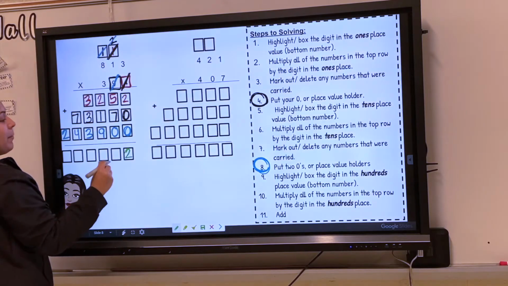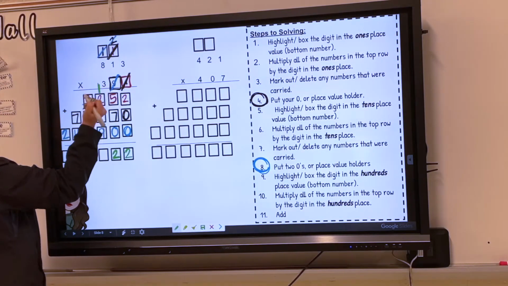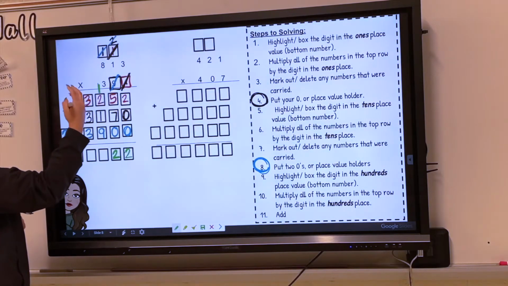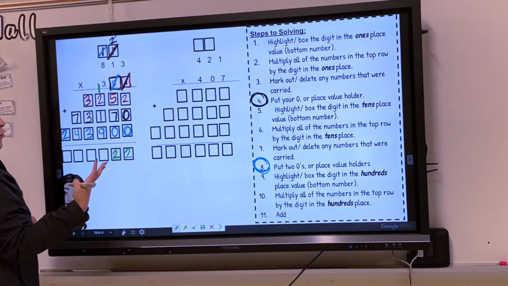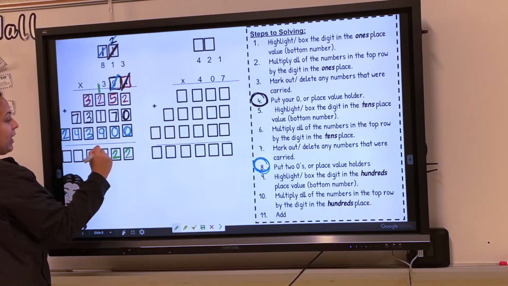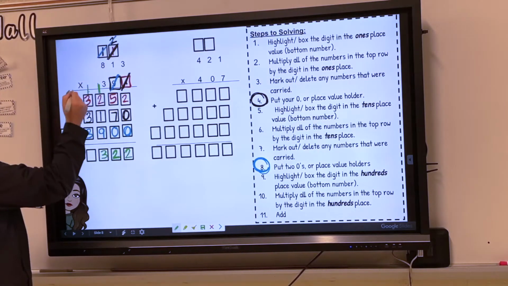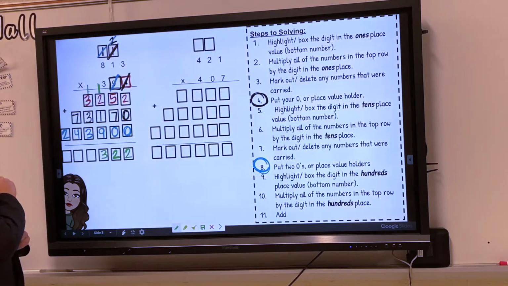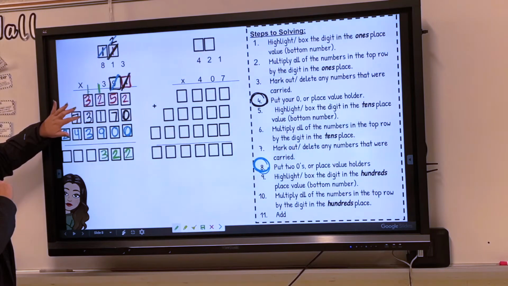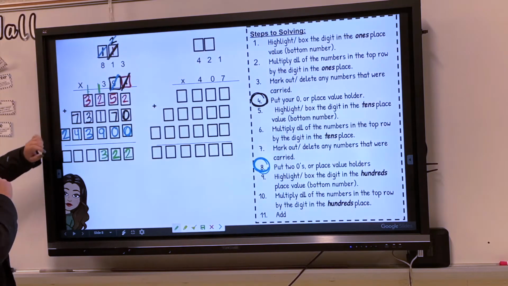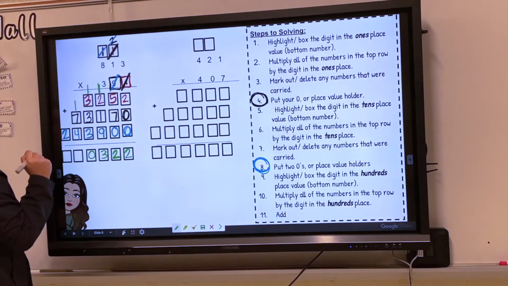5 plus 7 is 12. Put my 2, carry my 1. 1 plus 2 is 3. 3 plus 1 is 4. And then 4 plus 9 is 13. So I put my 3, carry my 1. 1 plus 3 is 4. 4 plus 3 right here will be 7. 7 plus 3 is 10. I'll put my 0, carry the 1.